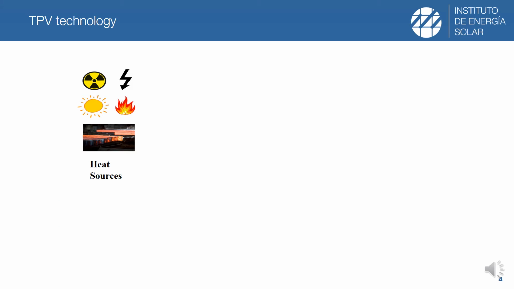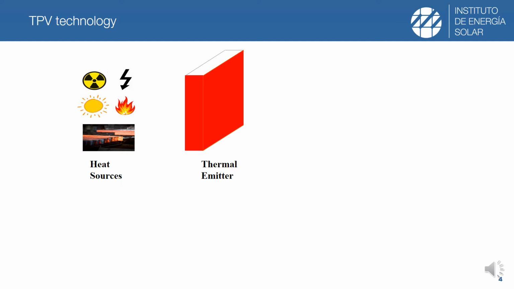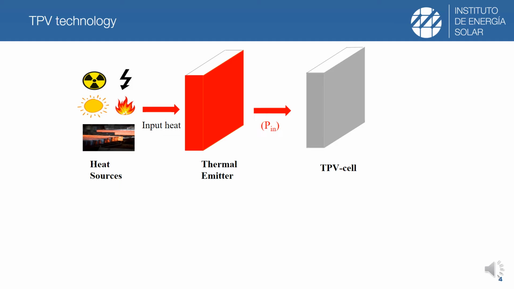So TPV systems convert thermal radiation into electricity from various heat sources, such as industrial waste heat, combustion of fuels, concentrated solar or nuclear energy. The system is composed of a heat source, a thermal emitter, and a TPV cell. So heat is applied to the thermal emitter, which becomes incandescent, and transfers the heat by radiation to the TPV cell, which directly produces electricity by the photovoltaic effect, with some heat losses.